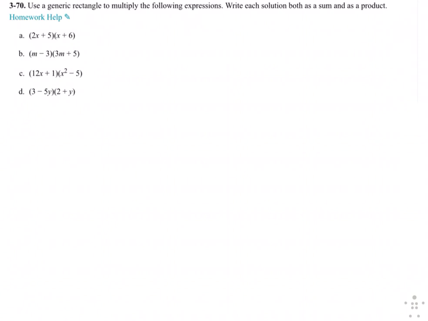Okay, 370 wants us to multiply the following expressions. I'm not going to use a generic rectangle, I'm just going to multiply. So A is 2x plus 5 times x plus 6.